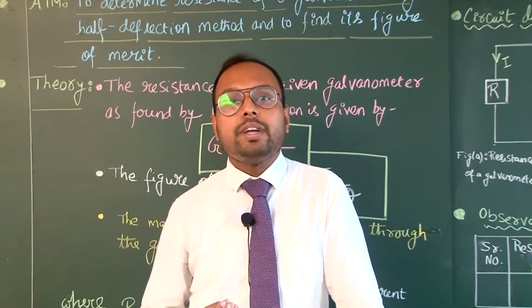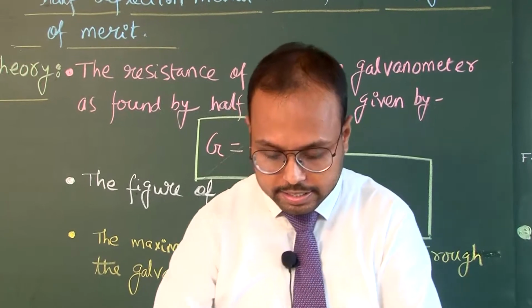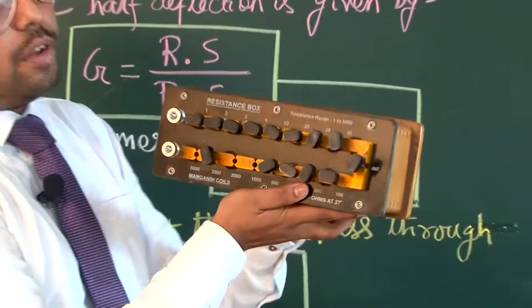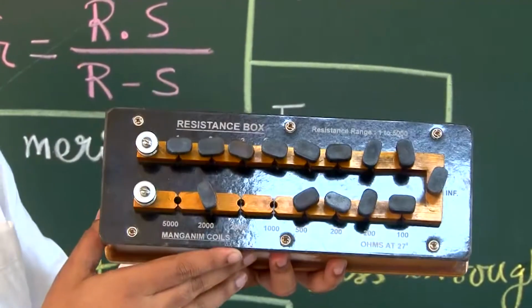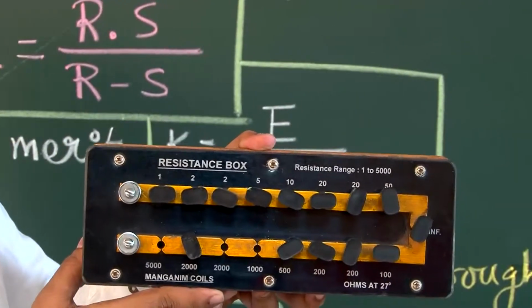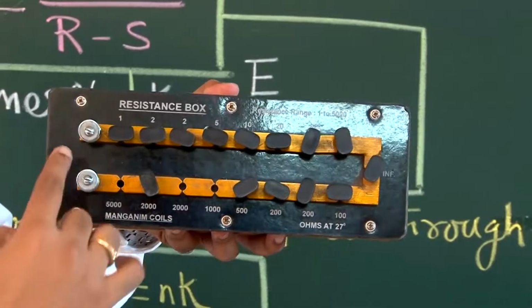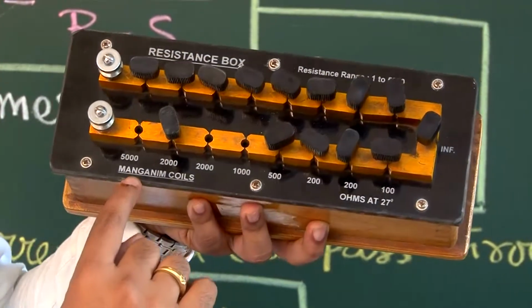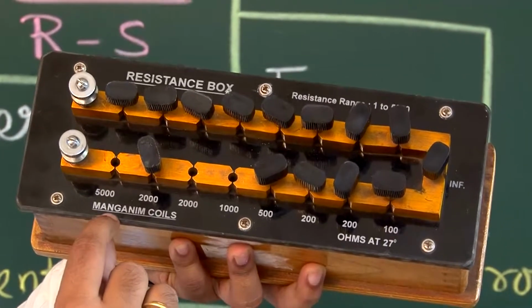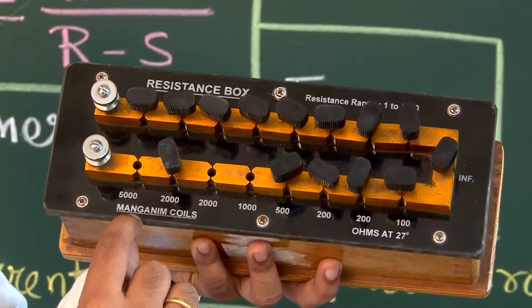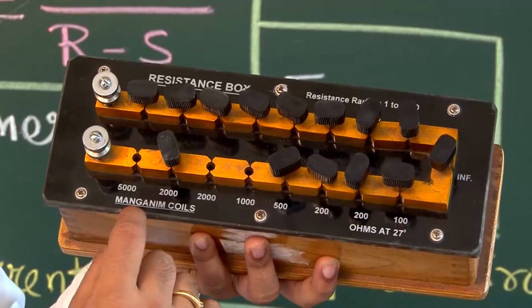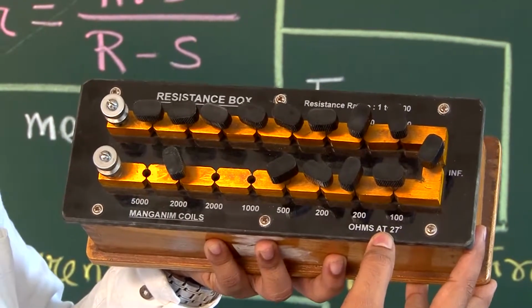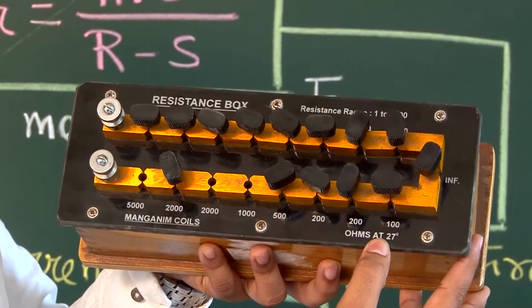For doing that, we need a resistance box. Now, again I am showing a resistance box to you. I think all of you can see this resistance box. In this resistance box, the coil which has been used is manganese. We are using manganese as the resistance wire, the material of the resistance coil, and this resistance is measured at 27 degrees Celsius, at room temperature.